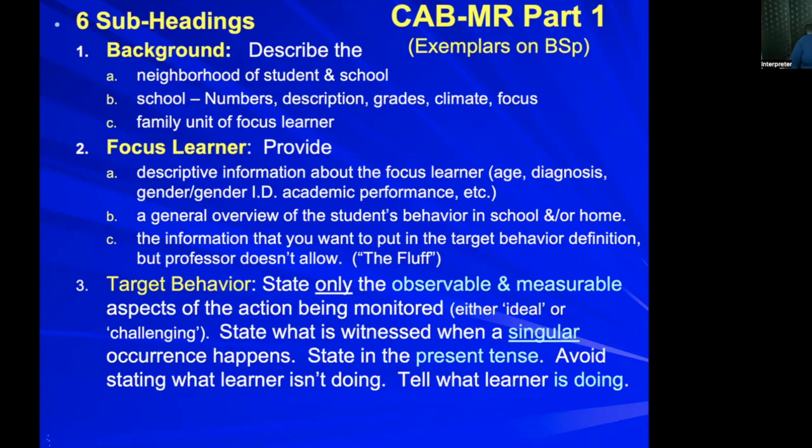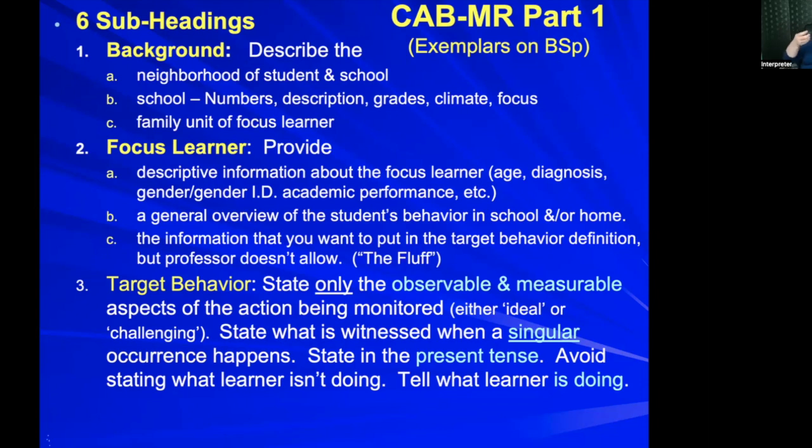You'll see, first of all, we want some background regarding what's the neighborhood like where the student lives? What's the neighborhood like around the school? And then a little bit about your school, which if you're in a New York City Department of Education school, you can go to your school's website and you'll find out all sorts of things, number of students, number of kids on a free or reduced lunch plan, the demographic makeup of your school.